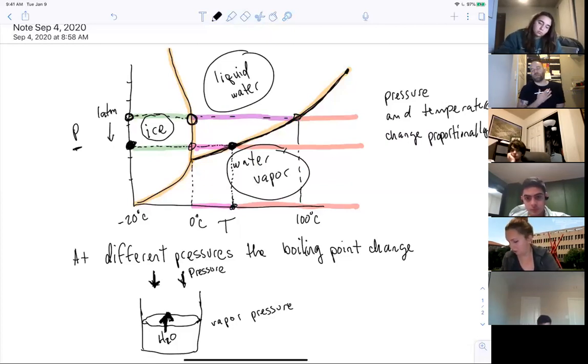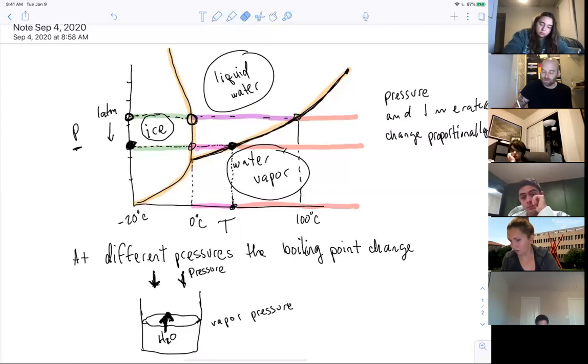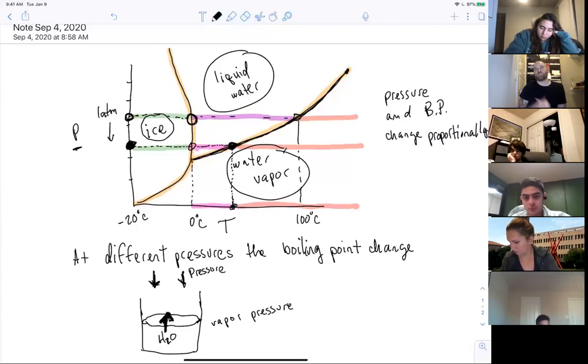And so what I mean by that is that, as I increase one pressure, and let me say pressure and boiling point actually. So pressure and boiling point change proportionally. So all that means is that I increase the pressure, the boiling point also increases.